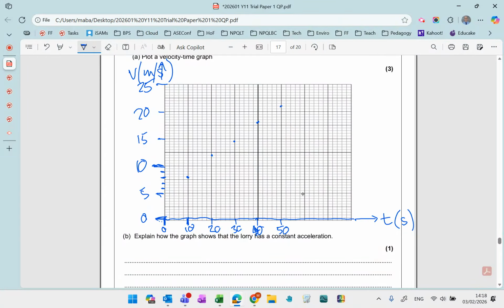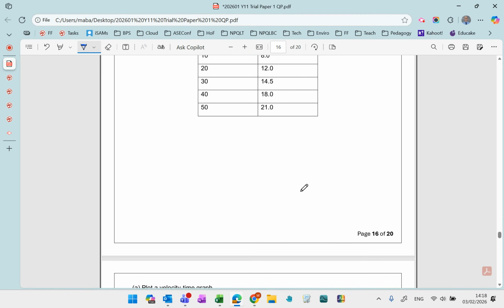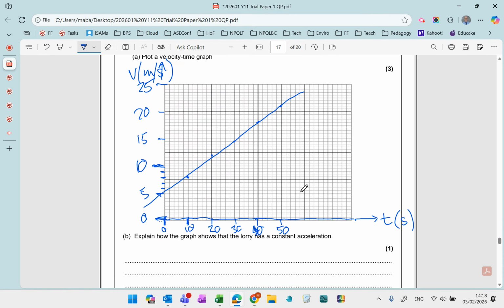But I do need to draw a straight line through all of my points. Line of best fit. Now you'll notice it doesn't go through 0, 0. And that's important because if you look back at the data table, at no point in the data table does it say that it goes through 0, 0. So don't force it to go through 0, 0 if that isn't a point on the graph. So my scale's sensible, my axes are labelled, and I've got units, that's worth 1. All of my points are plotted correctly, that's worth another 1. And my line is plotted correctly, that's 3 out of 3.